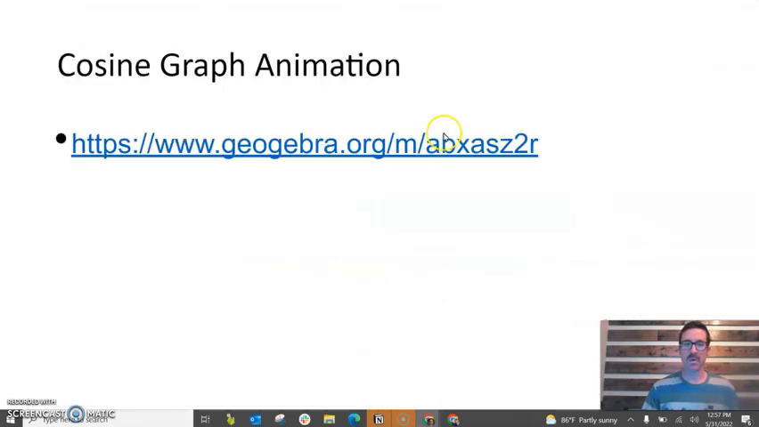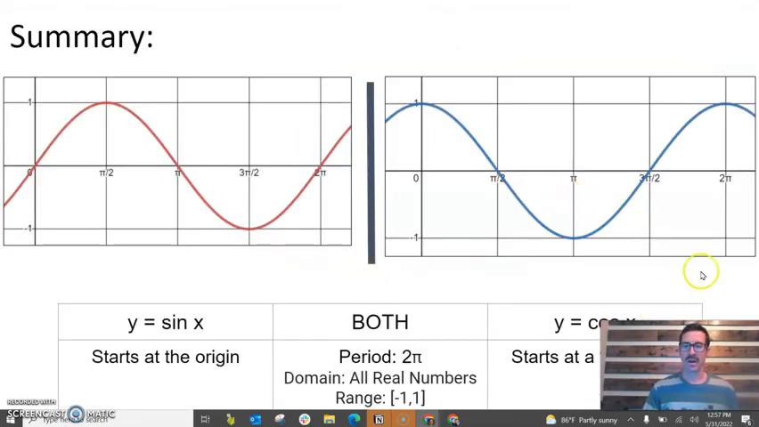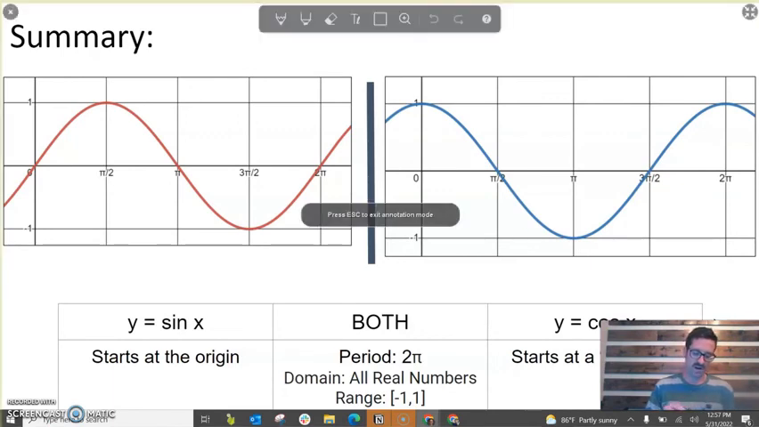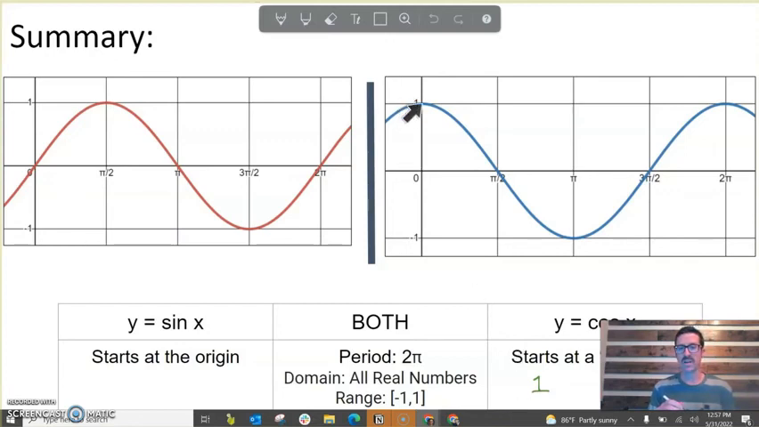Now, let's tie a bow on this thing by looking at our compare and contrast, okay? Now, y equals sine x, it starts at the origin. I've got my sine graph shown here in red. It starts at the origin versus cosine, and that's kind of getting chopped off on my thumbnail, but cosine is going to start at a peak, or 1. It's going to start at 1, as you can see right there.